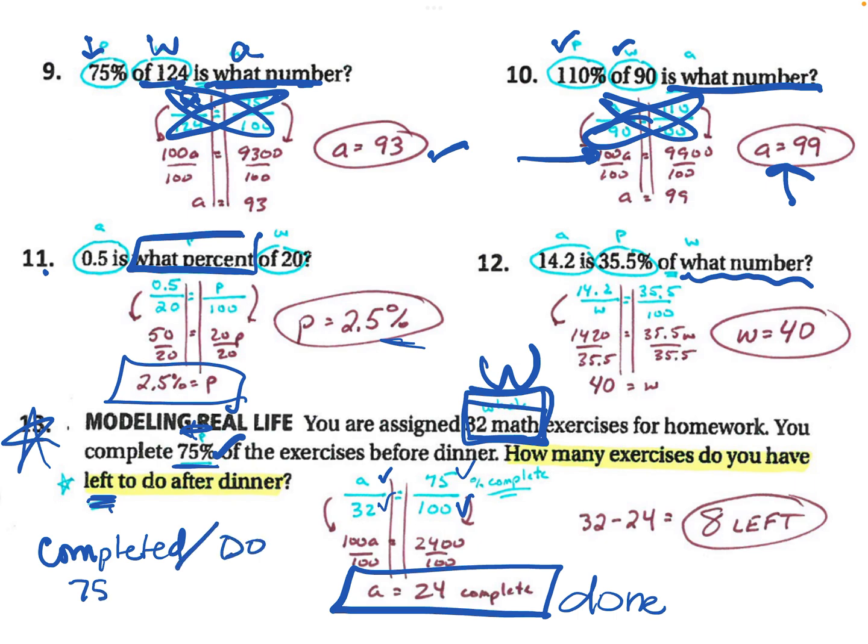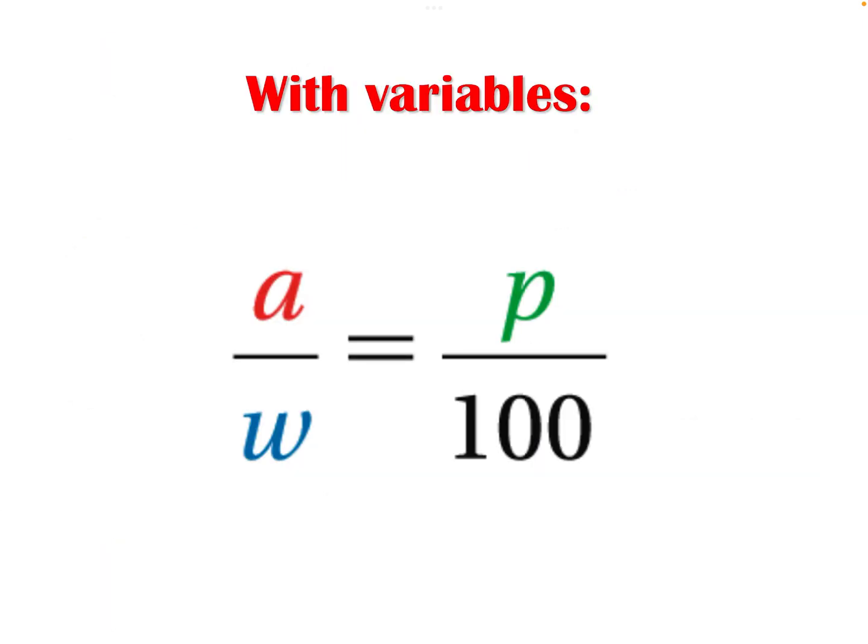If you've completed 75, you have to do 25. So you could have set this up with 25 out of 100 is how much out of 32? And that answer would have been exactly 8. So you could subtract your percents or you could subtract your numbers. Either would lead you to your correct answer.